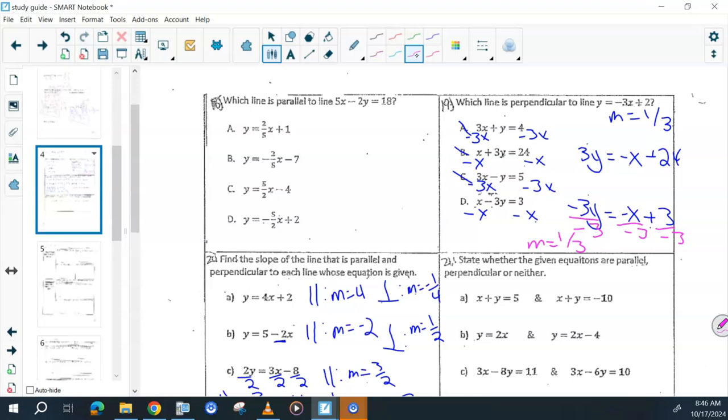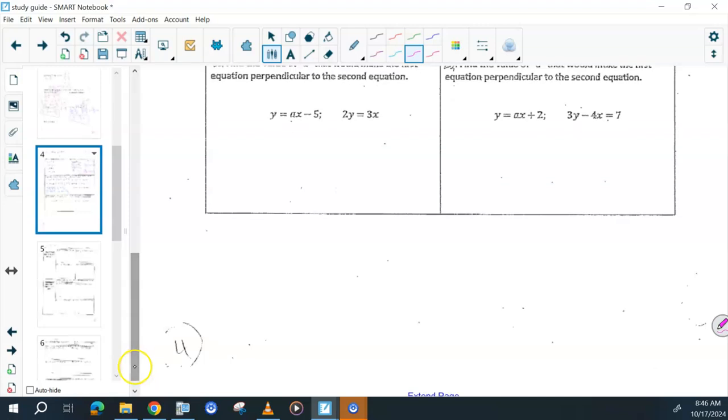Yes. What about 20? 22. And then we'll move on to the next page.